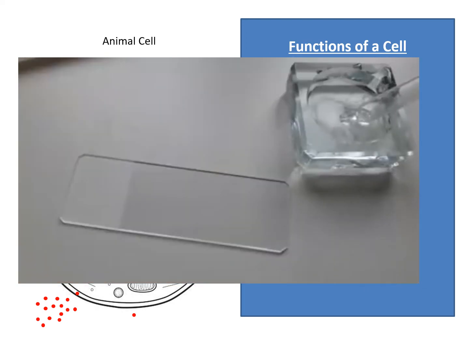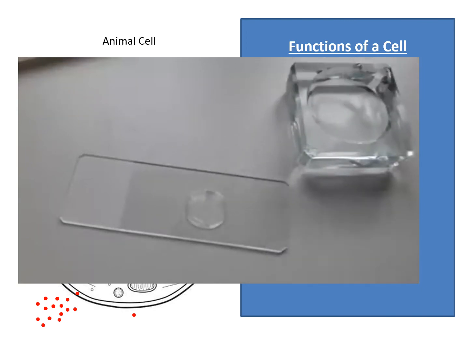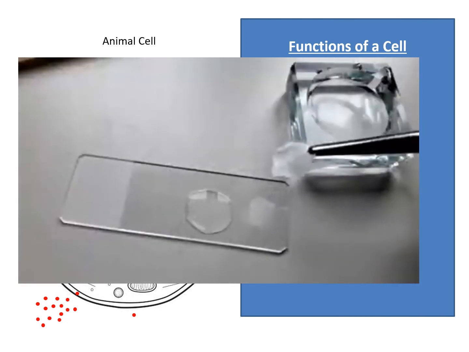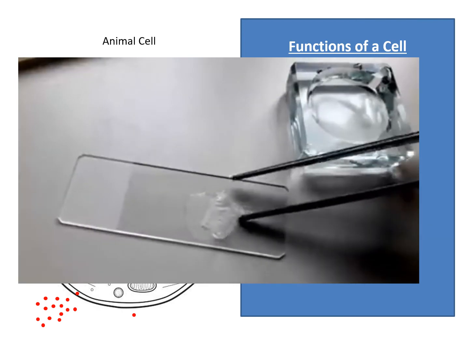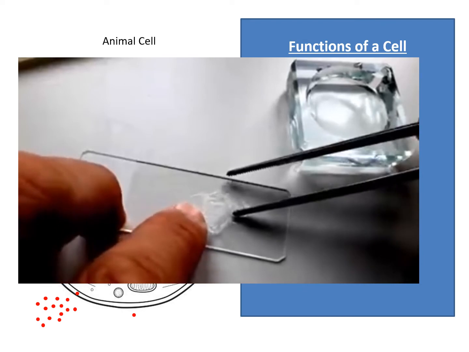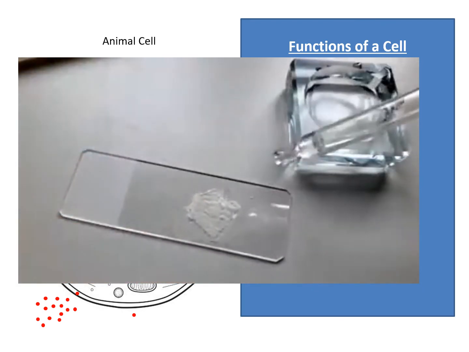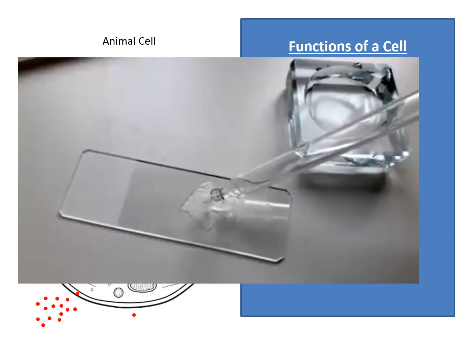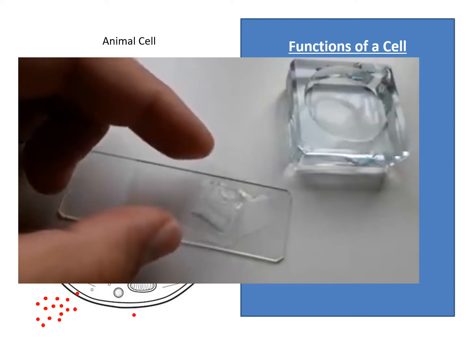Well, here is the slide. First, a small drop of water. That is pretty much all you need, because you want to directly place the onion skin into this water. It sticks a little bit, so you can see I have some problems getting it off my tweezers. I place a drop of water on the top. It doesn't want to stay there really, because the top part seems to be a little bit hydrophobic.